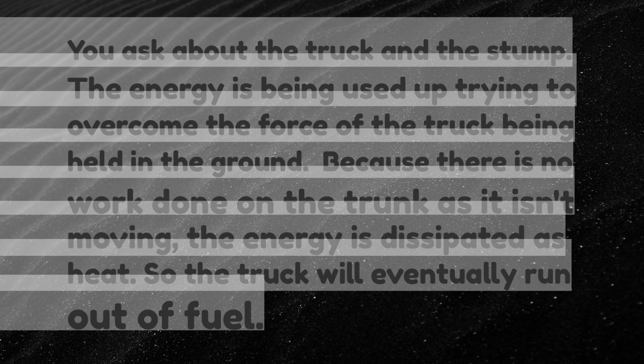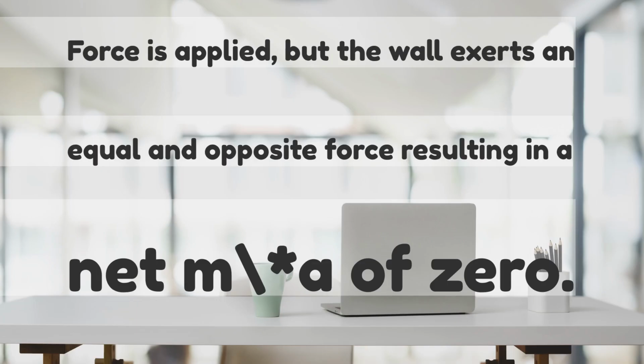You ask about the truck and the stump. The energy is being used up trying to overcome the force of the stump being held in the ground. Because there is no work done on the stump as it isn't moving, the energy is dissipated as heat. So the truck will eventually run out of fuel. Force is applied, but the wall exerts an equal and opposite force, resulting in a net ma of 0.